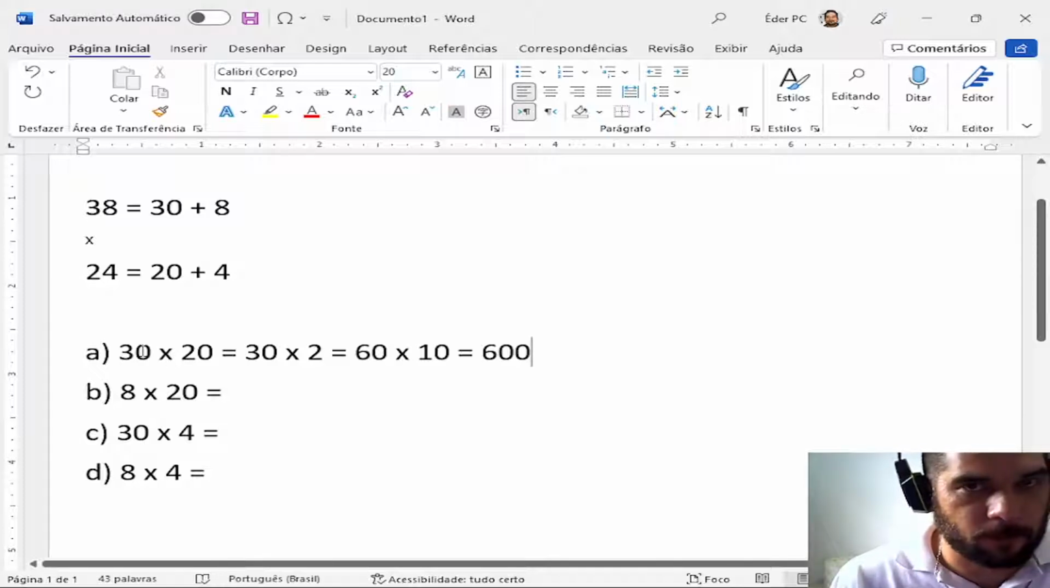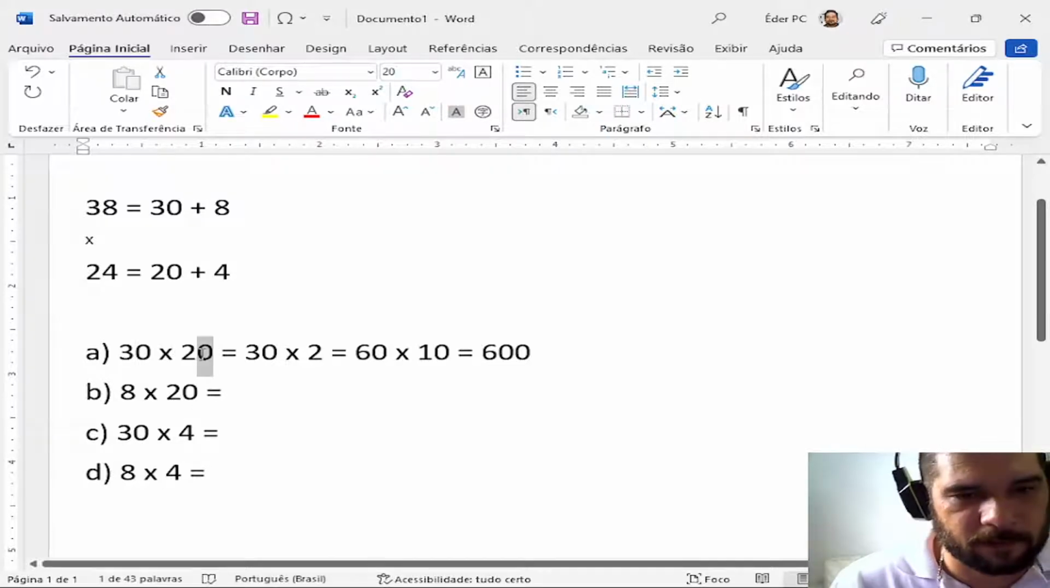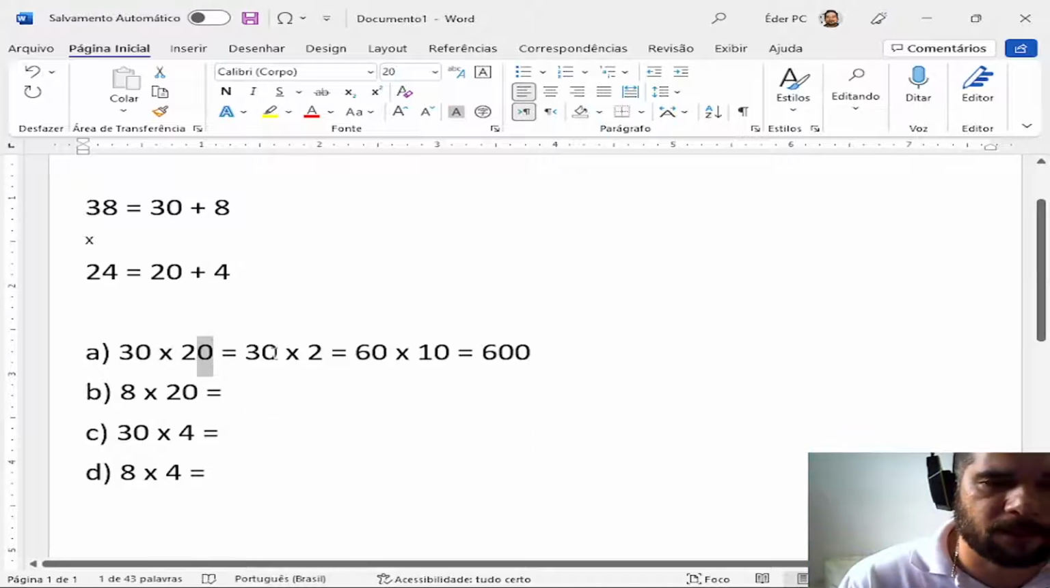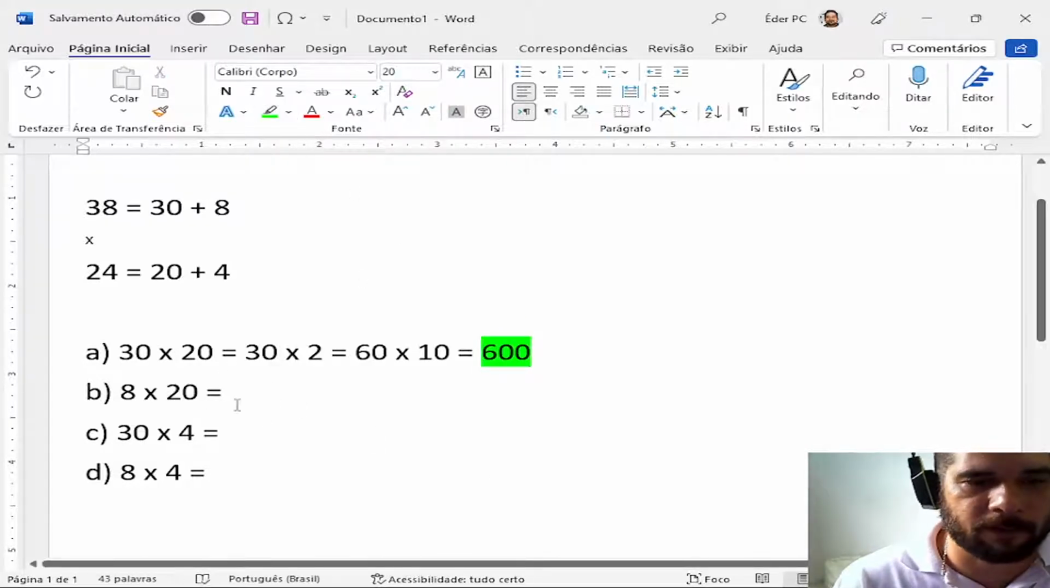If decomposing is a new thing for you, no problem. You multiply 3 by 2, that's 6, then times 10 representing the 0 here, and then times 10 again representing this other 0 here. So 6 times 10, 60, times 10, 600. All right? Let's go downstairs. Oh, I'm going to paint this green because of Palmeiras.